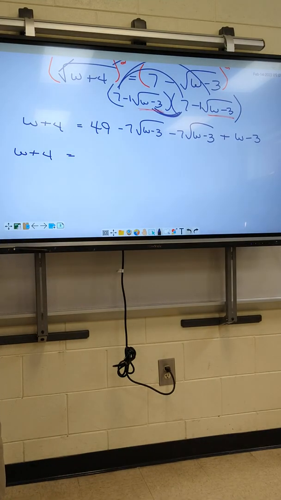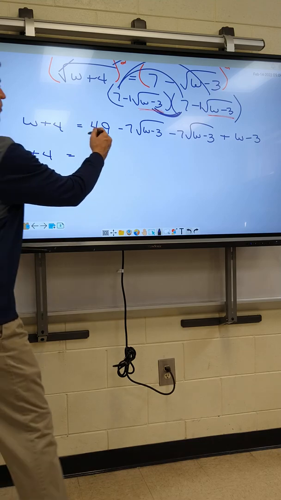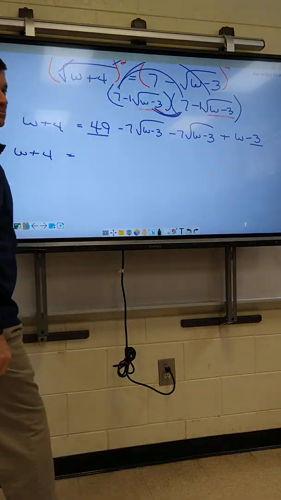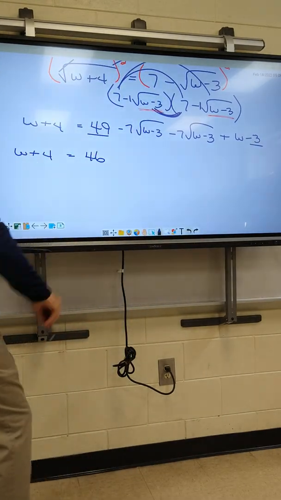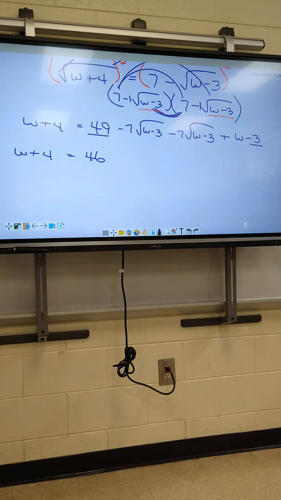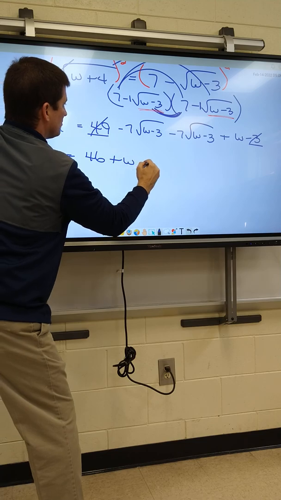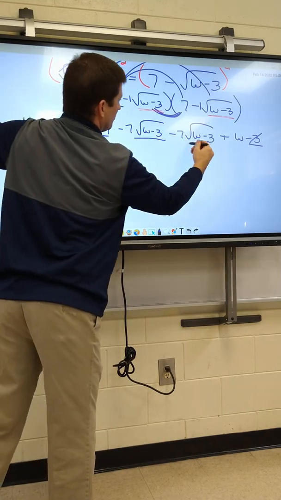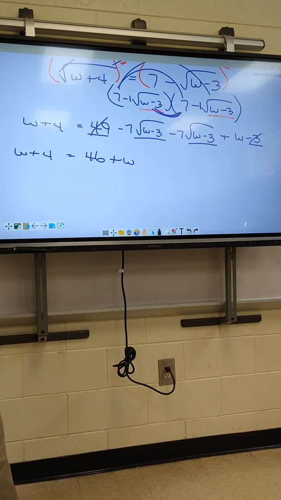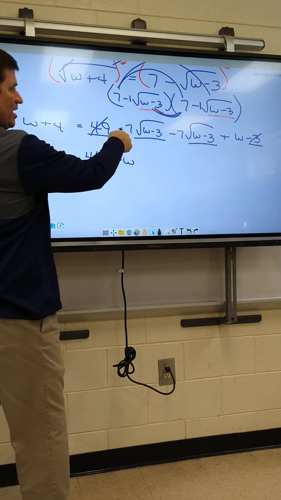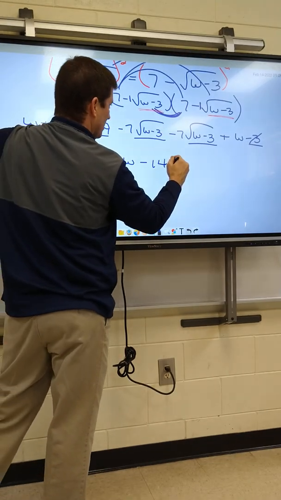All right, let's add up like terms on the right side of the equal sign. Somebody give me something we can add up. How about 49 minus 3? All right, that gives me 46 right there. You want to mark them out, mark them out. I got a W. All right, these are like terms. They're exactly the same in the square root, right? So add up -7 plus -7, you get -14.